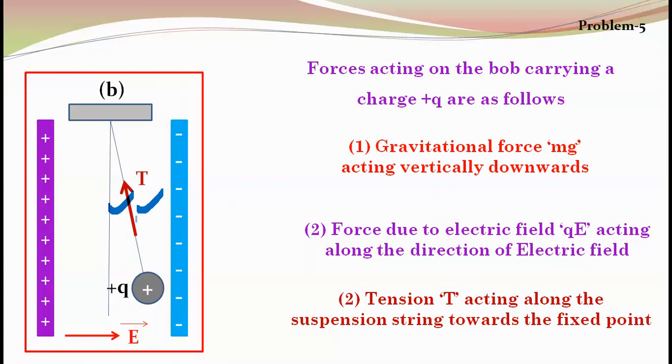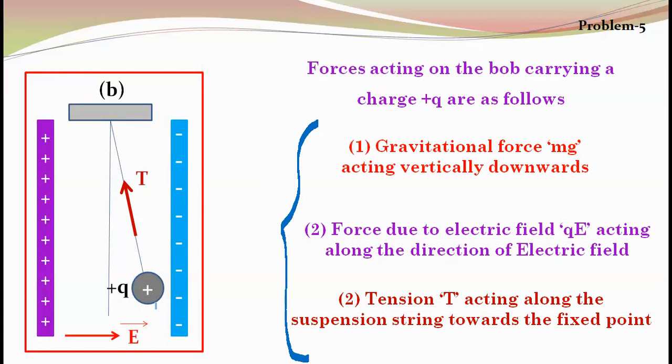So this reaction force, what the suspension wire or suspension string offers on the body which is being suspended, is called tension. The tension will always act towards the fixed point, the place where we have fixed the object. Okay? Right. So tension T acting along the suspension string towards the fixed point. Is it clear? So there are going to be totally 3 forces on the bob which is being charged here and suspended in electric field, of course.